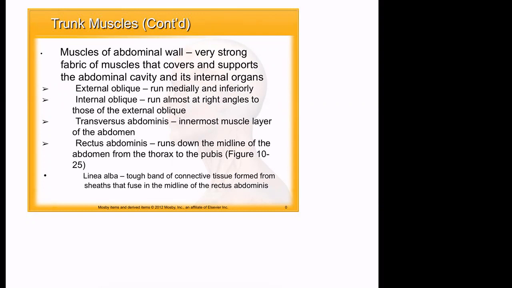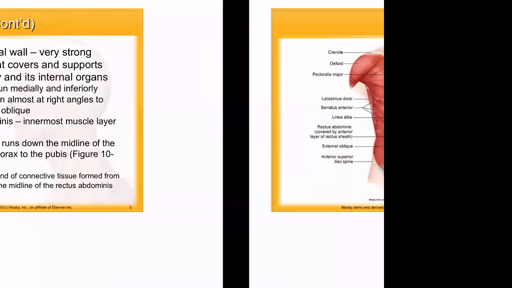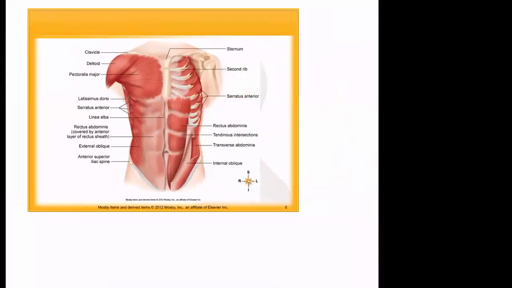All right, I talked about the internal and external obliques. I didn't mention the transverse abdominis. We have muscle going in all these different directions. I mentioned the rectus abdominis. That one was one that I wanted you to know about simply because the word rectus means straight. So anytime you see rectus, that means straight.